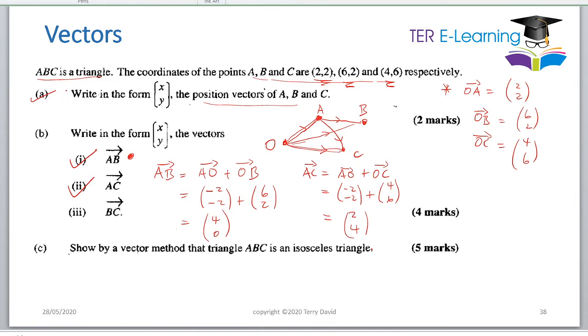So the answer is 2, 4 for the vector AC, right? And then the last one here, they want the vector BC. So BC, according to my diagram, is this. So if I want to find the vector BC, BC is equal to, from the diagram, BO plus OC. So BO, we're going in the opposite direction, so it's minus 6, minus 2, plus OC, which is 4, 6. So minus 6 plus 4 gives me minus 2. And minus 2 plus 6 gives me 4. So the answer is minus 2, 4 for this one.